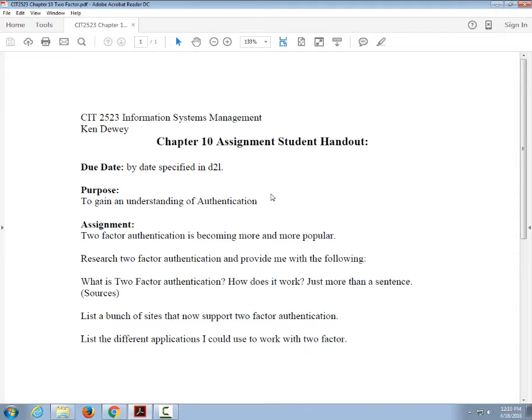Research and tell me what the heck it is. What I want to know is, what is it? How does it work? I do not want just a sentence. It is a secondary code for accessing a website. That's not the answer. Okay? Tell me where you found it.